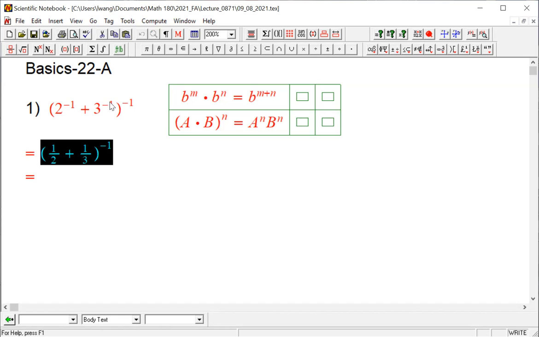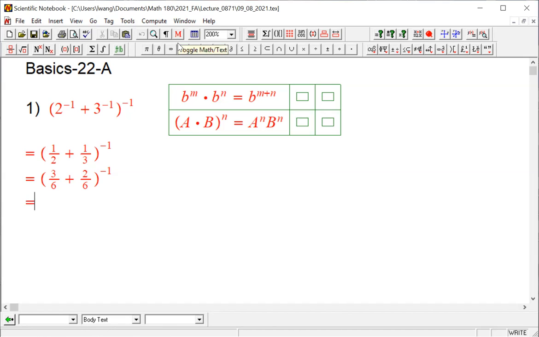And then you get a common denominator, right? With a common denominator, you get 3 over 6 plus 2 over 6. So then 5, 6, and then you get 5 over 6, and then raised to the power negative 1. So the whole time I didn't touch the exponents outside because I was managing the inside. Now, once the inside has become one singular number, then I'm going to handle the outside.